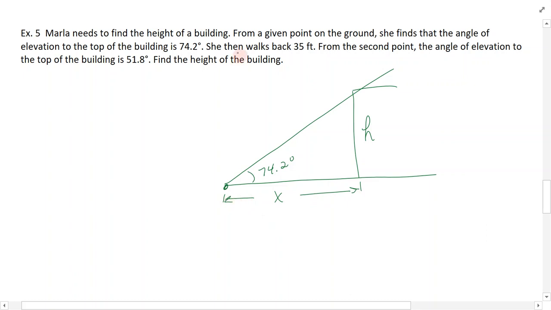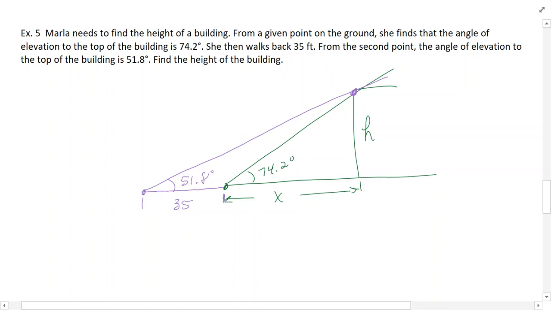Now the next part says she then walks back 35 feet. So she's walking back 35 feet from where she was. So we're going to go 35 feet here. So this is now from here to here, 35 feet. And from that second point, the angle of elevation to the top is 51.8. So let's see if I can draw a line. This didn't make it. We'll try it again. There. So from here, we have 51.8 degrees for my angle of elevation. And both of these are reaching the top of the building over there.